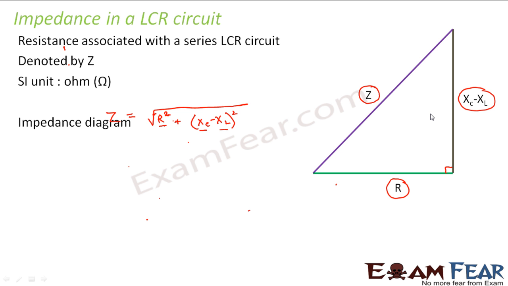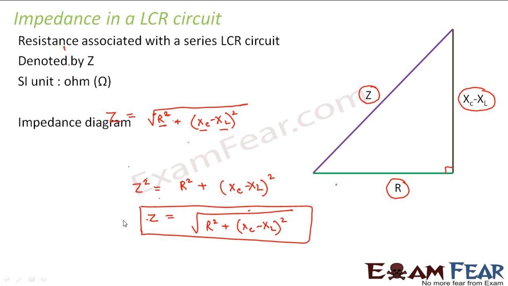Z is given by root over R square plus (XC minus XL) whole square, because from this triangle it is easy to see that if you apply Pythagoras theorem, Z square becomes equal to R square plus (XC minus XL) whole square, right? So from there itself you can say that Z is equal to root over R square plus (XC minus XL) whole square, right? So this is your Z.